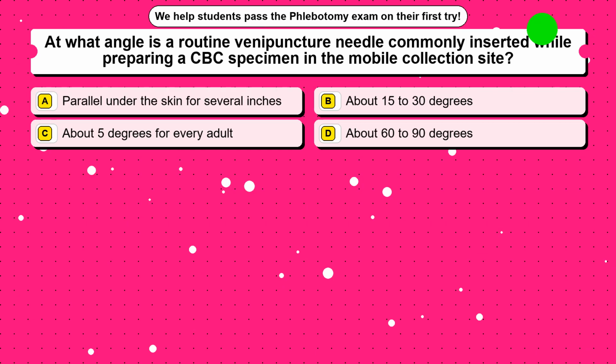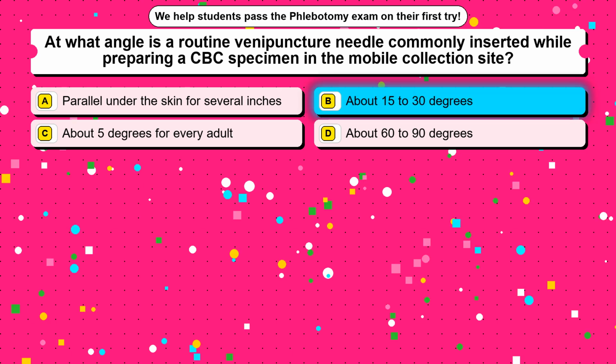Question 6. At what angle is a routine venipuncture needle commonly inserted while preparing a CBC specimen in the mobile collection site? Option A. Parallel under the skin for several inches. Option B. About 15 to 30 degrees. Option C. About 5 degrees for every adult. Option D. About 60 to 90 degrees.